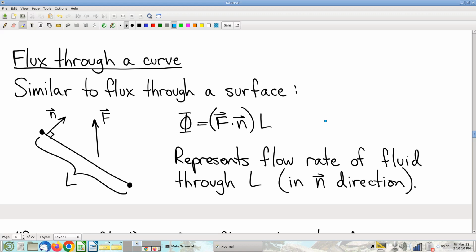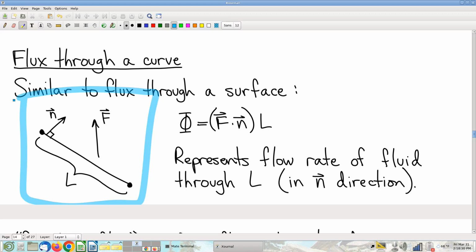How do we compute that? And the answer was this thing called flux. It's F dot a normal vector times the area. And here we're going to ask a very similar question, which is we're going to look now at a two-dimensional fluid.